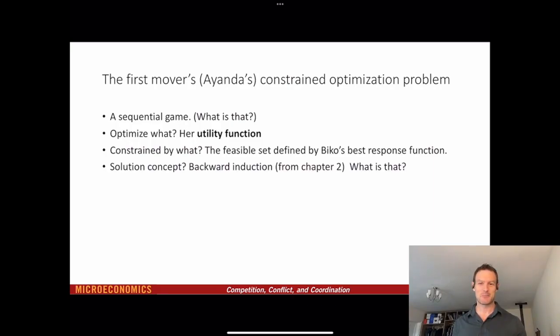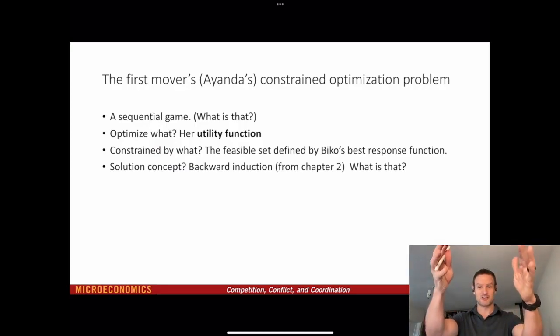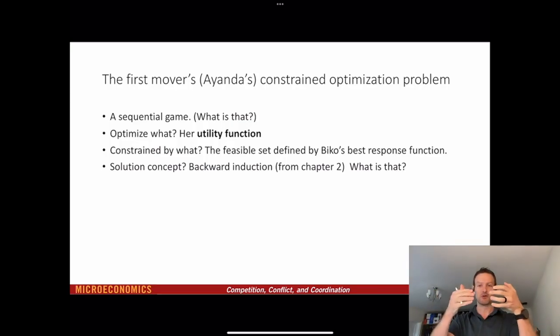What's our solution concept? It's backward induction. If you think about really basic sequential games that you would have learned about before, what you have to think about here is you project forward into the future, you think about what the other player will do in response to you, and you then move backward to work out what your optimal strategy is. The optimal strategy in this case is the price that she's selecting to offer to Biko.